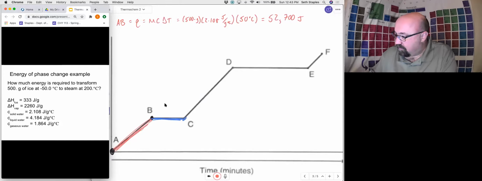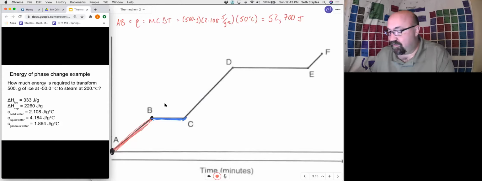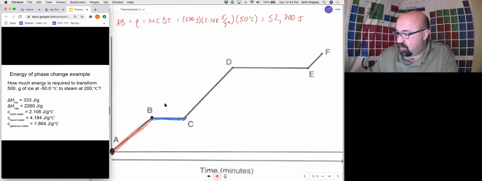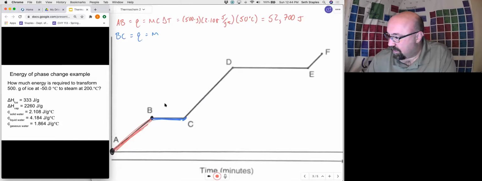So we're starting at point B, right here at 100% solid, moving to point C at 100% liquid. So this is the phase where we are melting our ice. And so from point B to C, our Q is going to equal M, our mass, times our delta heat of fusion.